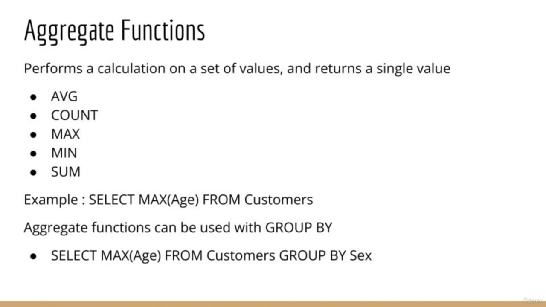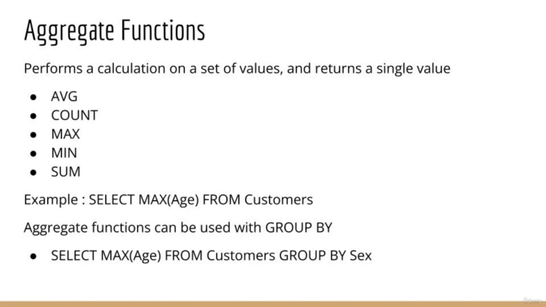The most known aggregate functions in Transact SQL are average, or AVG, that calculates the average of a set of values, count, which counts the number of returned rows in a select statement, max, which returns the maximum of a set of values, min, which returns the minimum of a set of values, and finally, sum, which calculates the sum of a set of values.